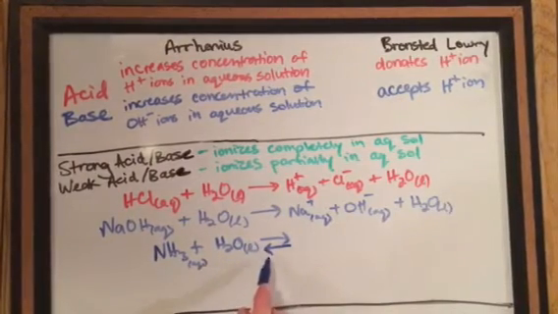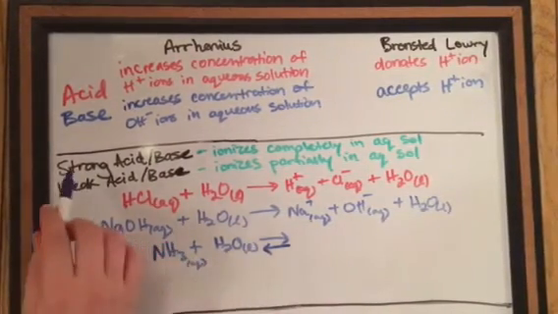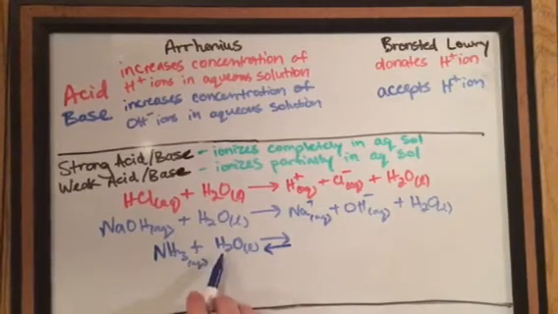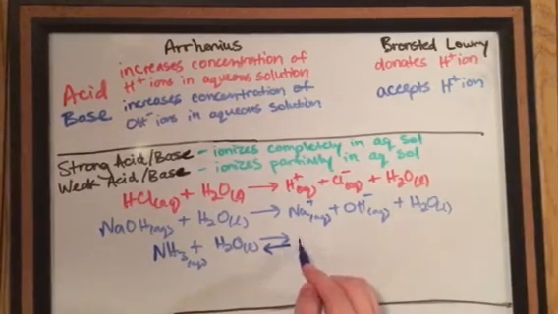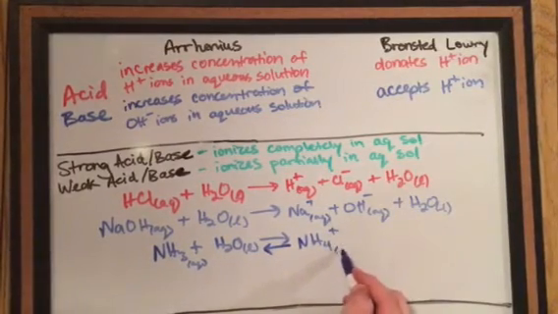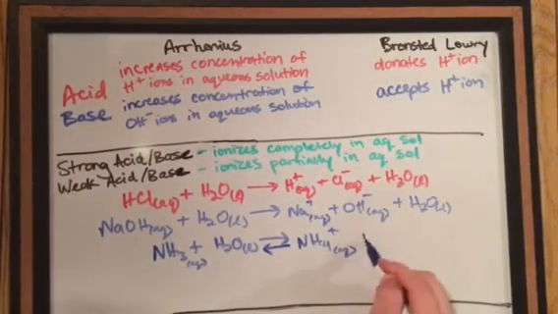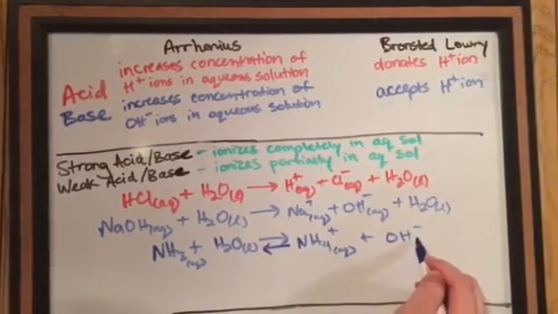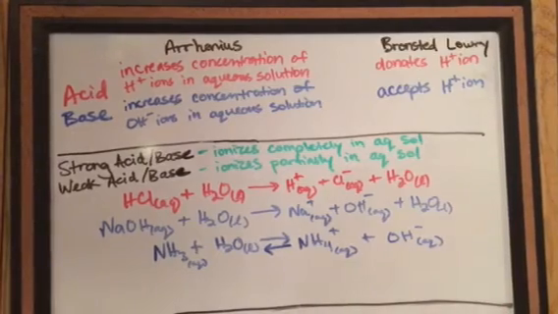This is going to be your big signifier in a reaction of whether it's a strong acid or a weak acid. The H from H2O is going to jump onto the NH3 to form NH4 plus aqueous, and the H2O is actually going to turn into OH negative aqueous.